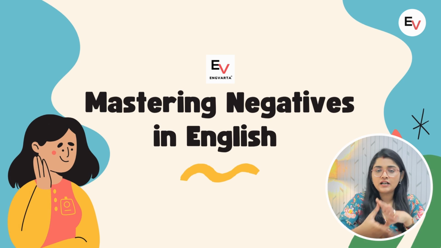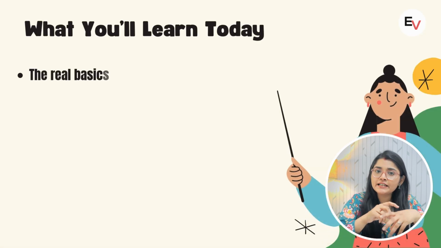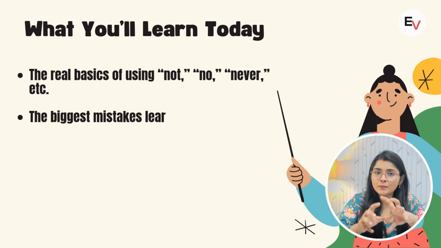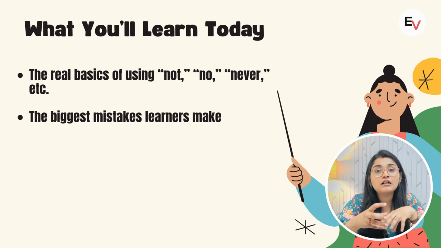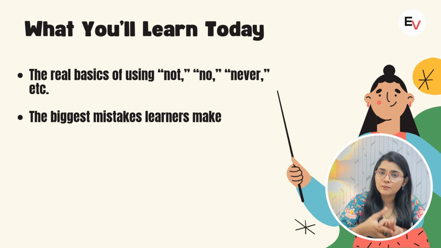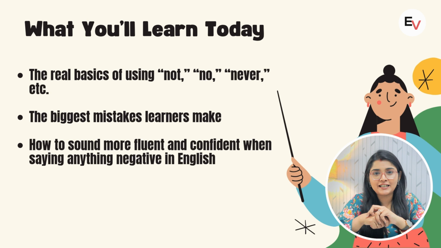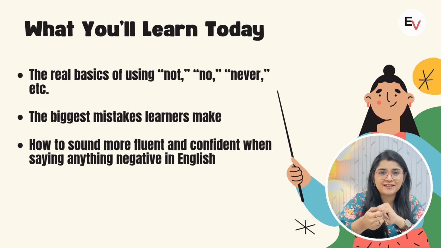Now, here's what we'll cover. Number one, the real basics of no, not, never, and so on. Number two, the common grammar mistakes that people make while using these negatives. Number three, how to sound more clear and more fluent while using these negatives. So, let's start. Alright, first things first.